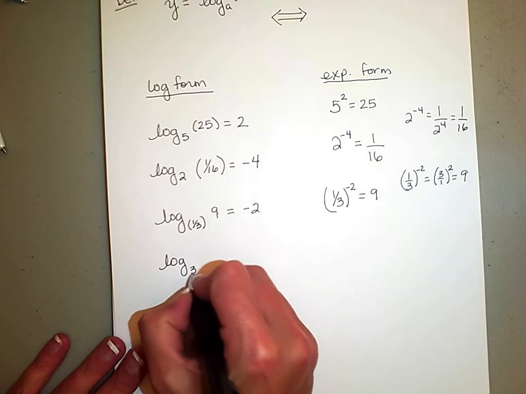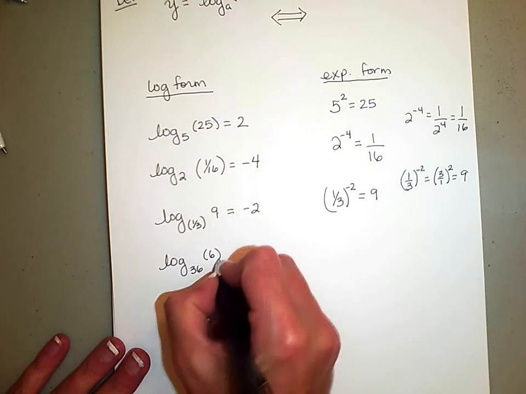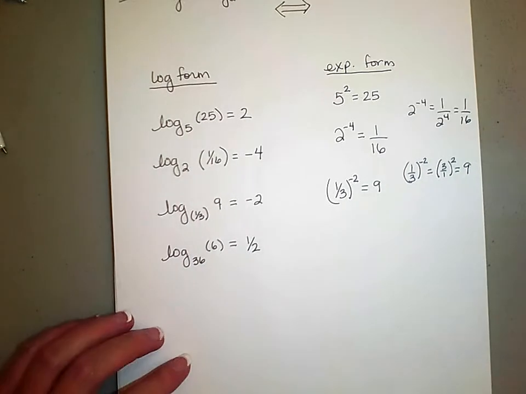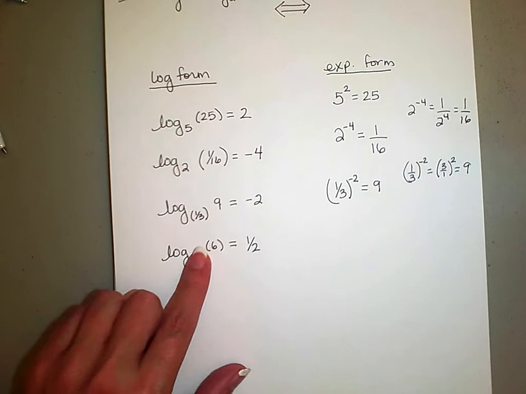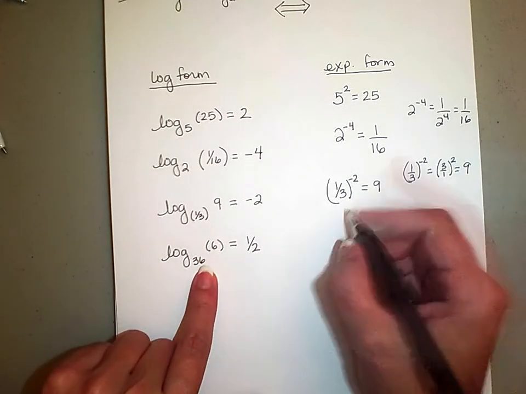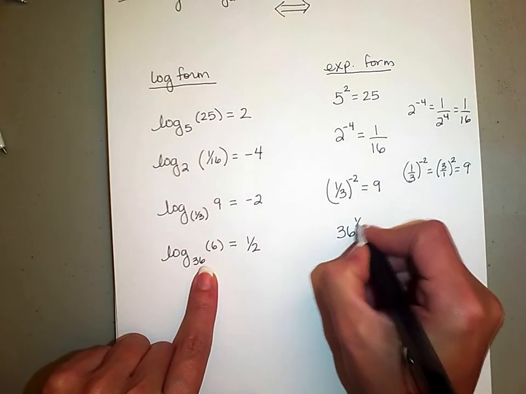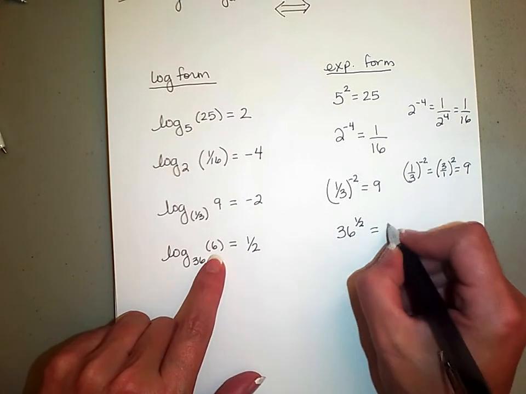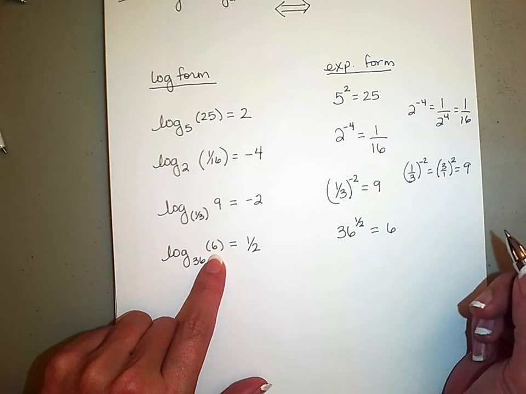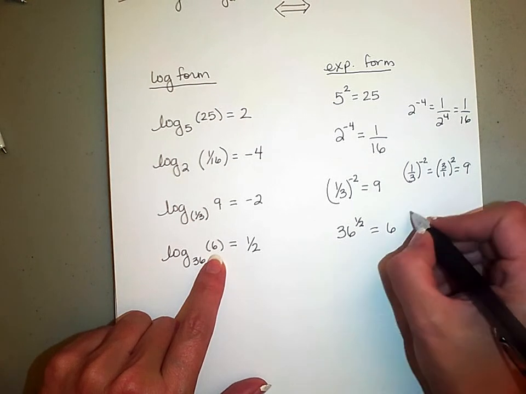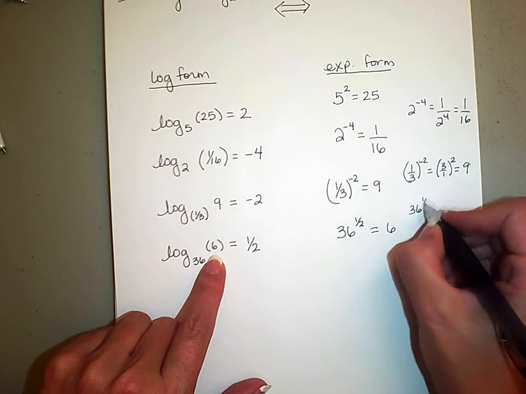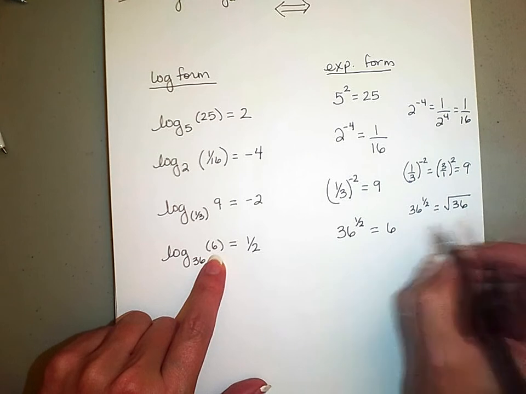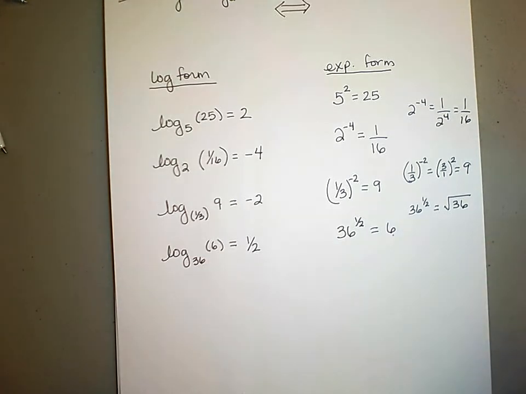If I have the log base 36 of 6 equals 1/2, this is the log form of me saying 36 to the 1/2 power is equal to 6. And it's also true, we have to remember that 36 to the 1/2 power is the square root of 36, which is 6.